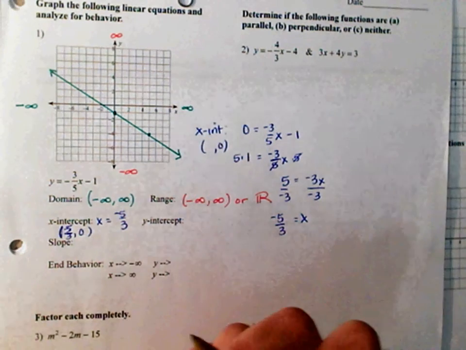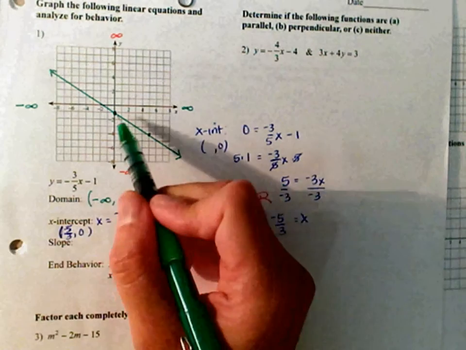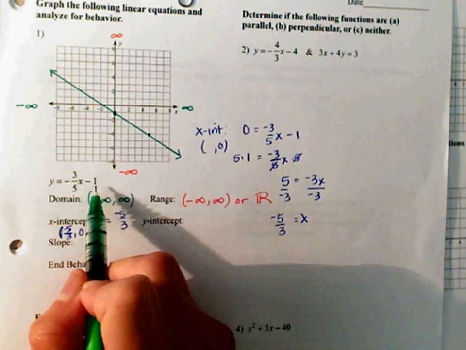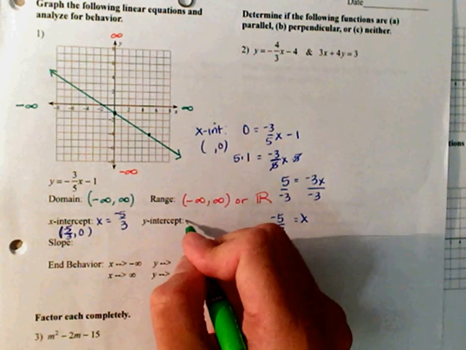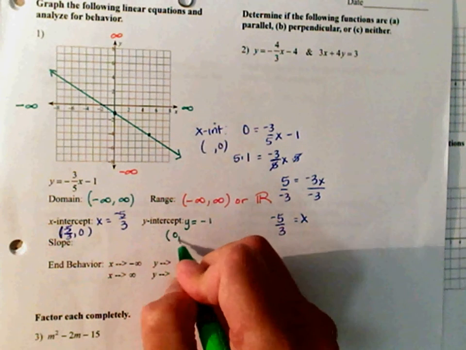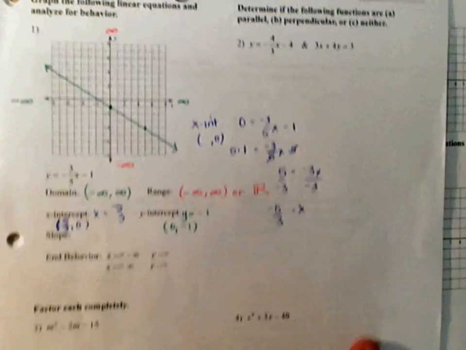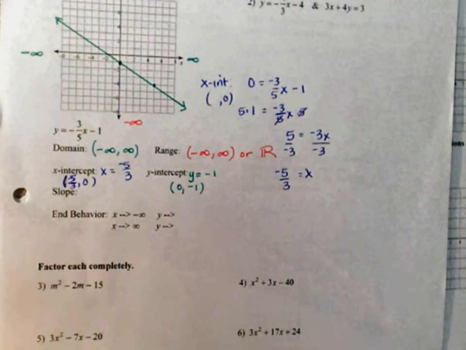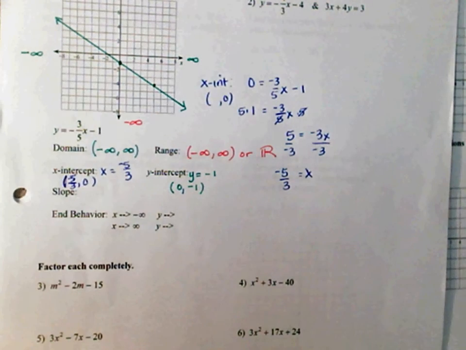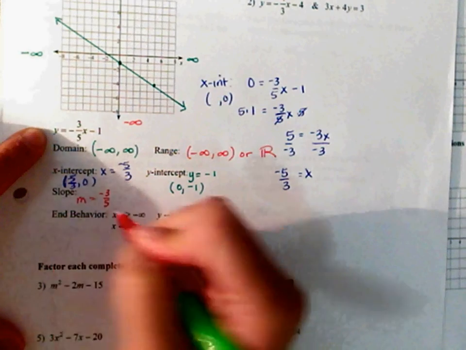Okay? Your y-intercept, where are you crossing the y-axis? We are crossing at -1. It's your constant in your equation. So y is equal to -1. You can also write it like this, (0, -1). Crossing y-axis at -1. Your slope is always in front of the x, that's your m. So your slope right here is -3/5. Okay?